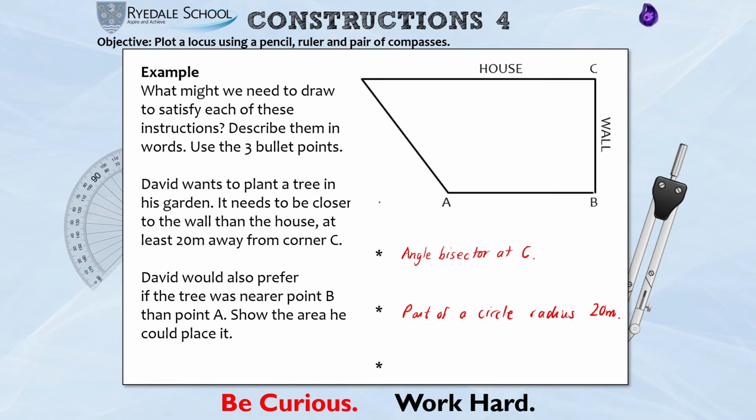And finally, it needs to be nearer B than A. That's kind of similar to the first thing. If it's going to be nearer A than B, nearer B than A, we're going to need a line bisector, and it's going to be one side of that line. Because remember, a line bisector, all the points are the equal distance, and we want it to be closer to B. So we're going to need a line bisector of A, B. So let's have a look how we might draw these things, construct these things using the diagram given.